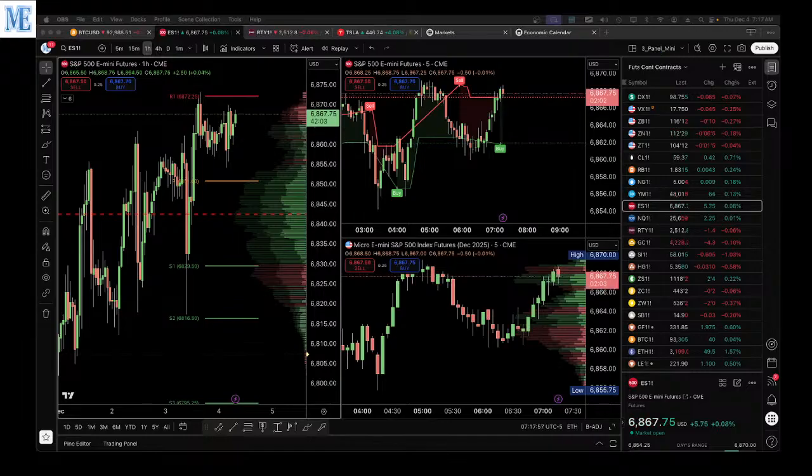Pretty slow overnight. Haven't really moved much. We've been chopping around most of the overnight, with not really a lot in the news cycle to move things one way or the other either. So it's been relatively quiet.